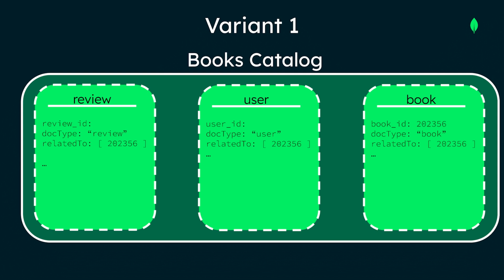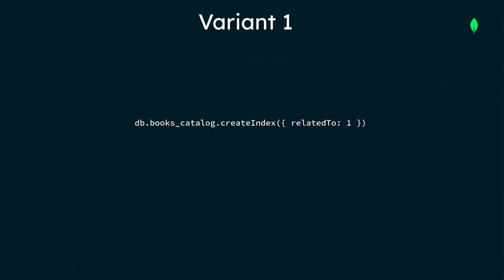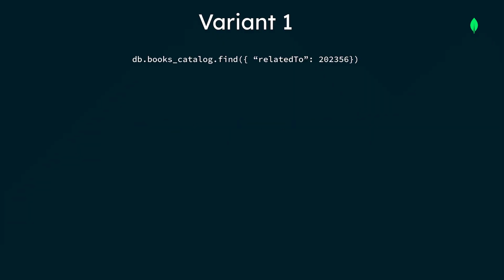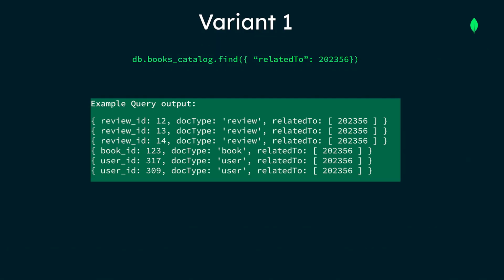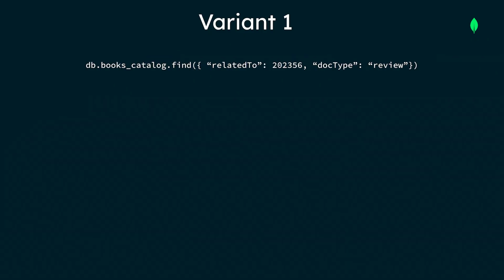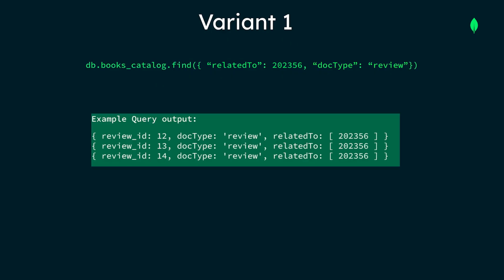Now, we just need to move the documents to the books catalog collection. To complete the implementation of the single collection pattern, we have to create an index on the related to array to support our application queries. We can now easily retrieve all documents related to the specified book, as shown here. We can also query all documents for a given doc type. For example, here we're querying for all the reviews given to a book.